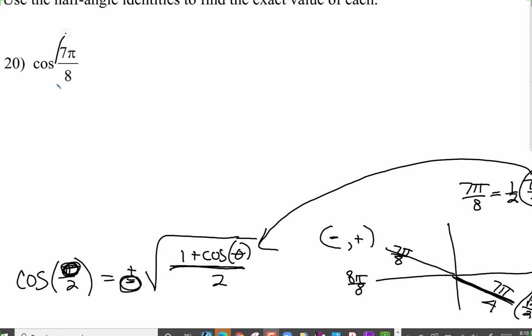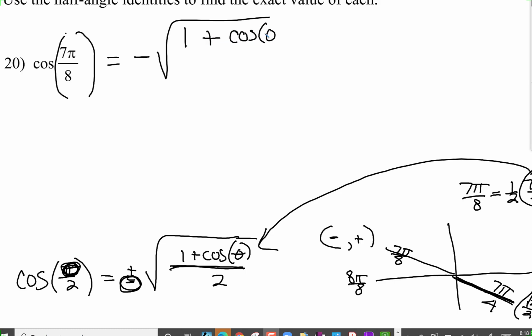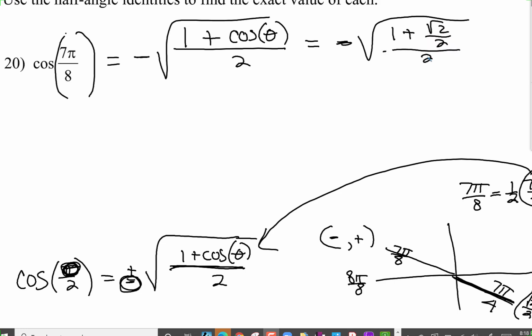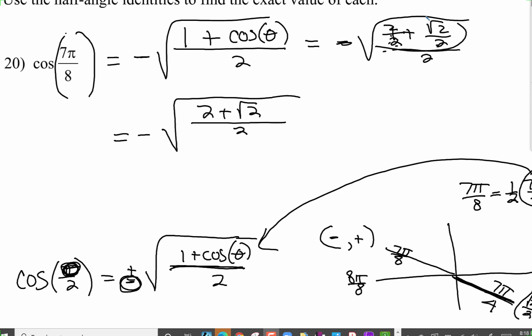So we can get started. We can choose the negative 1 plus cosine theta divided by 2. Well, that's negative 1 plus root 2 over 2 all over 2. And we're going to rewrite this 1 as 2 over 2. And now we can rewrite that whole thing as these share the denominator now. Now it's 2 plus root 2 over 2. That's this piece. All over 2.